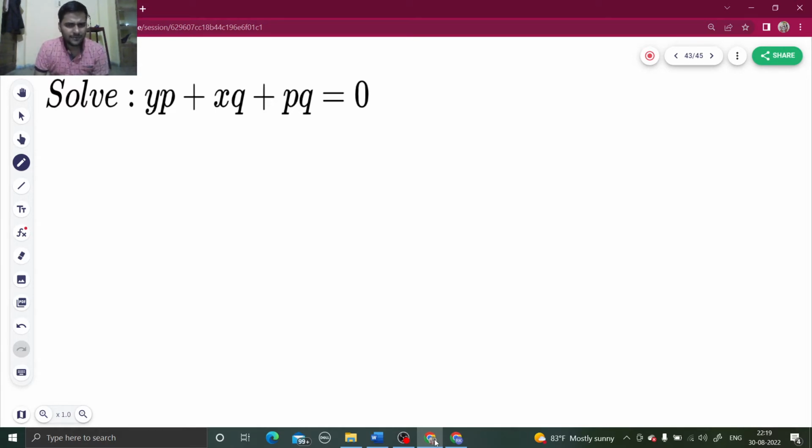So let's see what I can do. I can take q common from the second and the third term. I will get q times (x plus p) equals minus py. Now, a function of p and x is there, but q is also there. So send this q to that side and this p to this side. So (x plus p) divided by p equals minus of y by q.